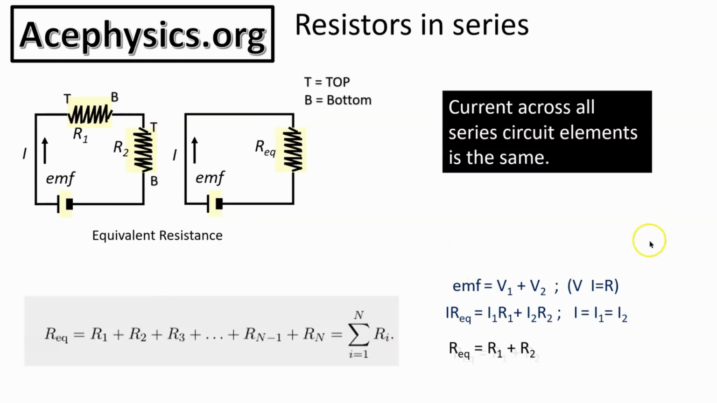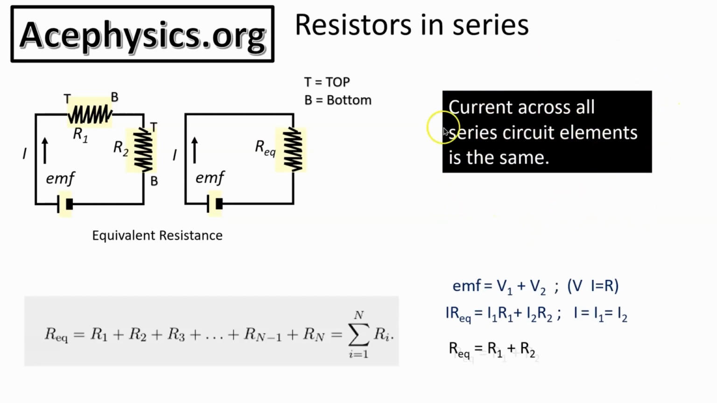This is a derivation for why resistors in series add up in this way. You can look up this derivation if it's helpful for you to see that. When you're dealing with series circuit elements, currents across all series circuit elements are the same.